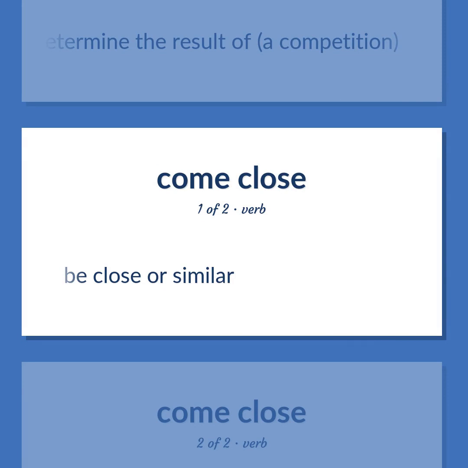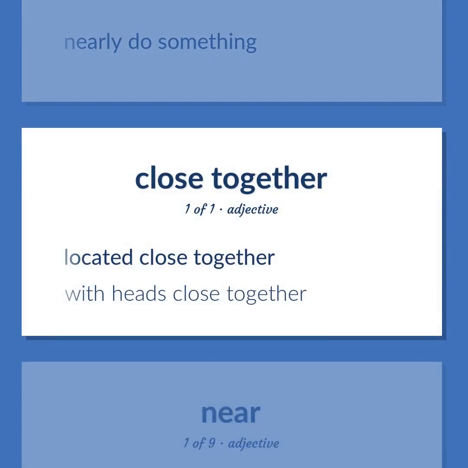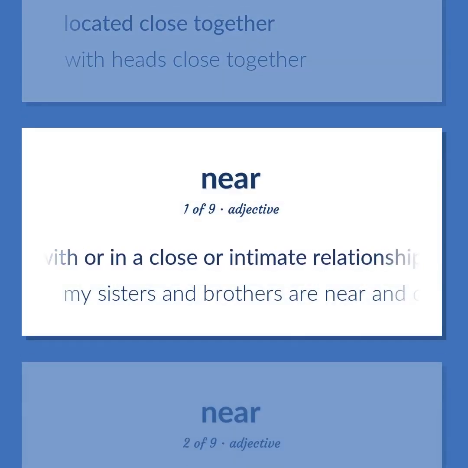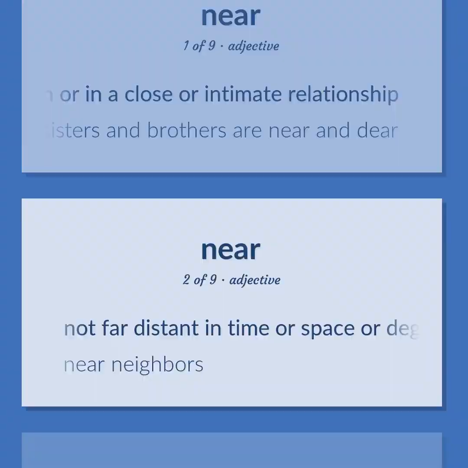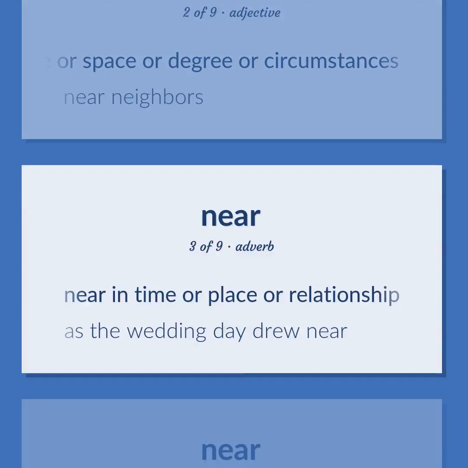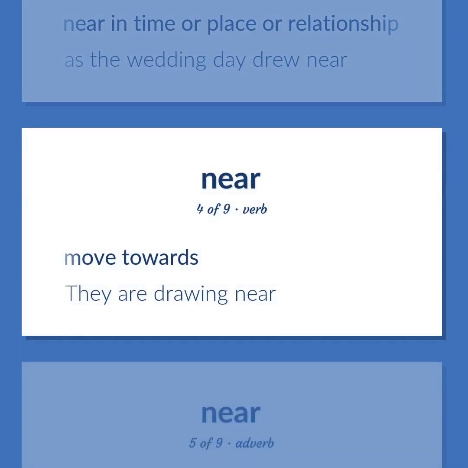Be close or similar. Nearly do something. Located close together. With heads close together. With or in a close or intimate relationship. My sisters and brothers are near and dear. Not far distant in time or space or degree or circumstances. Near neighbors. Near in time or place or relationship. As the wedding day drew near. Move towards. They are drawing near.